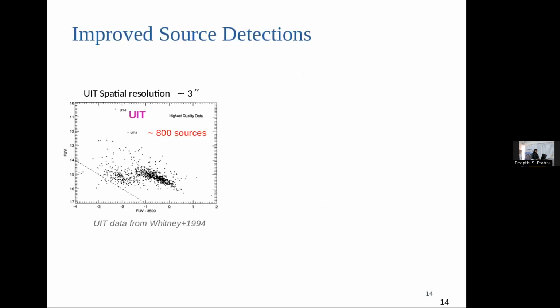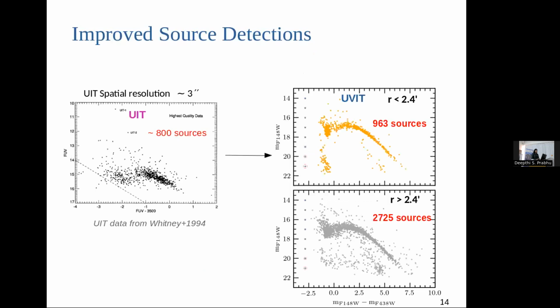So, from this, we can see our improved source detections using UVIT. The cluster's FUV-optical CMD using UVIT data: they found 800 sources on the left. And UVIT has a spatial resolution of 3 arcseconds. So there were 800 sources detected, but with UVIT, we have detected more than 3,000 sources.